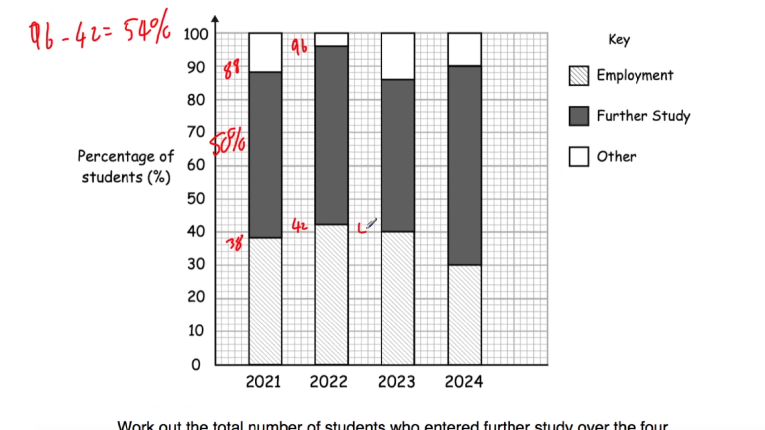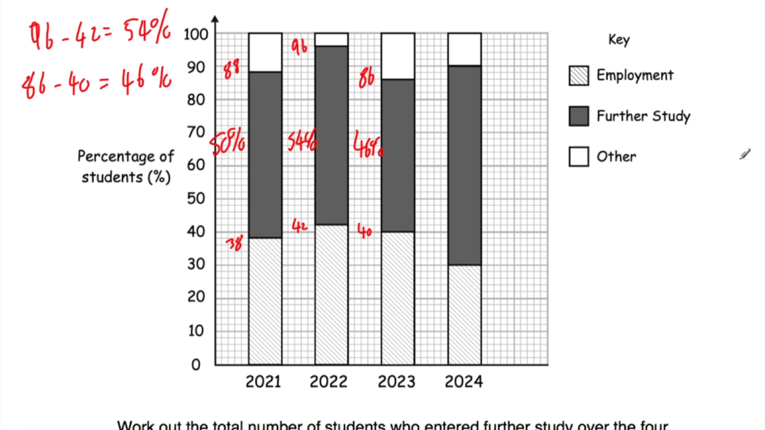So here we've got 40%. That's quite nice. And here we've got 80, 82, 84, 86. That's 86%. And 86 take away 40 is equal to 46%. So 46% of the students in 2023 went into further study. I'm just writing there 54% for that year.